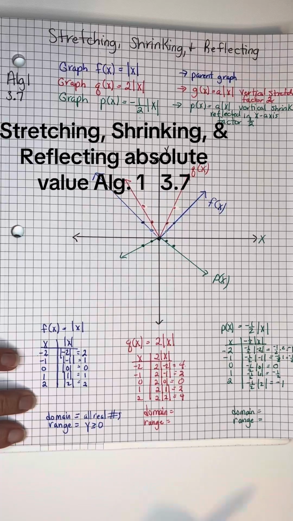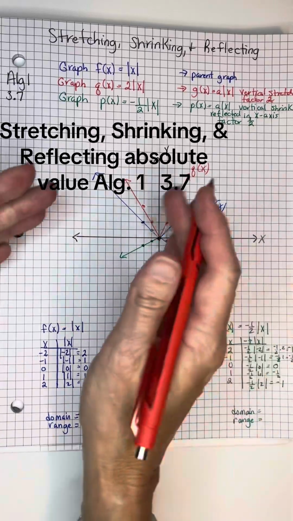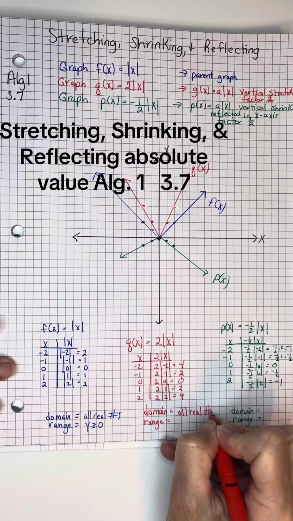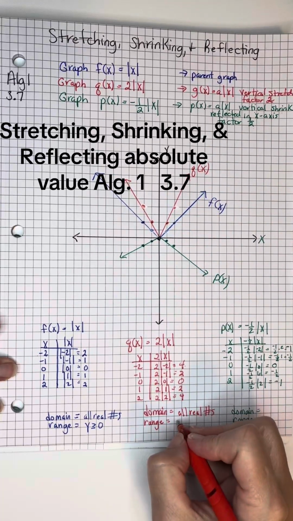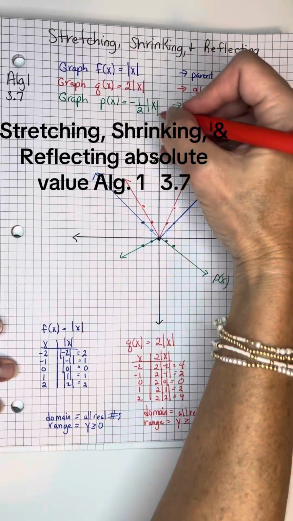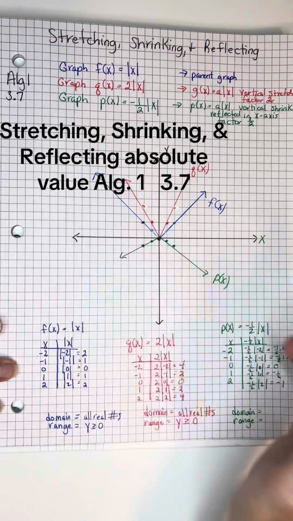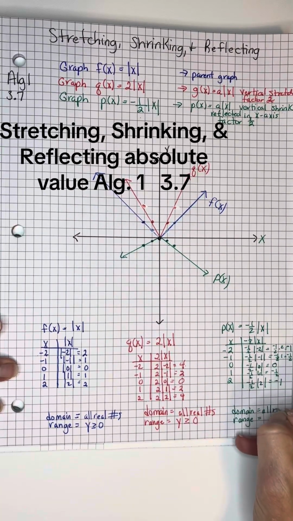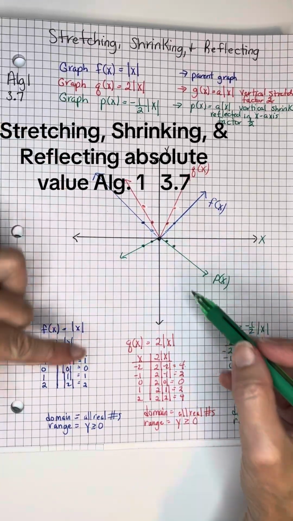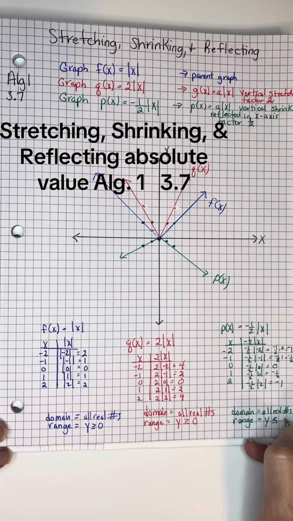For the red one, Q of X, that's this one. Still the same domain. The arrows mean it keeps going each direction, so that's all real numbers. And your range, same thing. Y is greater than or equal to 0. So the y's are up here and up. And then on the last one, the P of X, domain, same thing, all real numbers. But the range is less. The y's are less than or equal to 0.